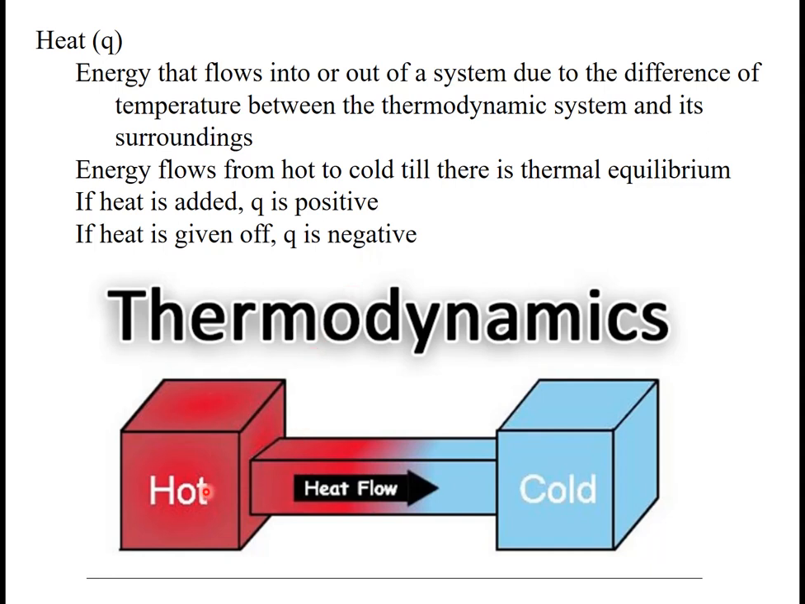So this diagram shows the fact that the heat's going to always flow from hot to the cold area until both sides are equal temperature, which is the thermal equilibrium.